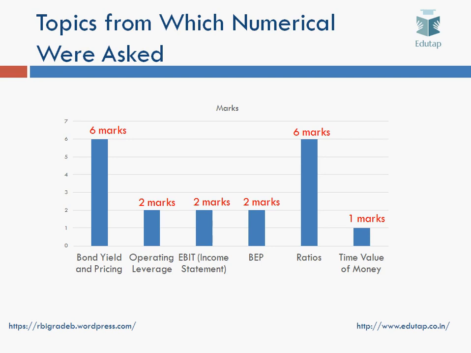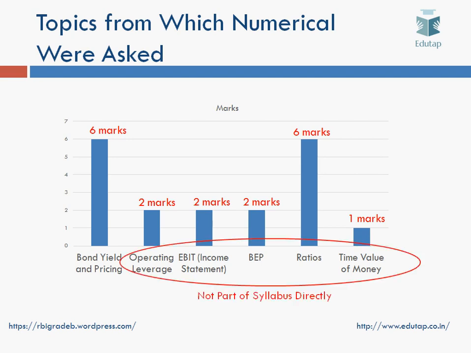And the last one is time value of money. Here only 1 numerical of 1 mark was asked. So except time value of money, all the questions which could be said to be of numerical type were of 2 marks. Now, the important point to note here is, you can see a red circle, that all the topics except bond yield and bond pricing are not part of the syllabus directly.